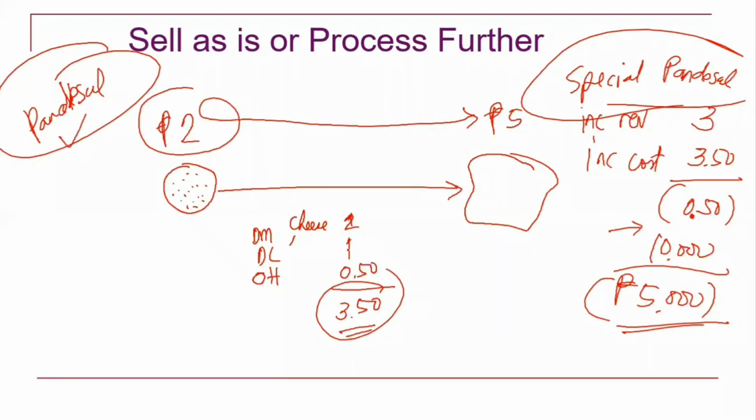Or halimbawa, gusto mo talagang mag-come up ng special pandesal. Ano yung minimum price na dapat na i-charge mo sa special pandesal? So i-charge mo siya ng, di ba, 2 pesos na dati. Nagkaroon na incremental cost ng 3.5. So dapat 5.5. I-add mo yung additional processing cost at the minimum. In that way, ang incremental revenue mo ay 3.5 incremental revenue.